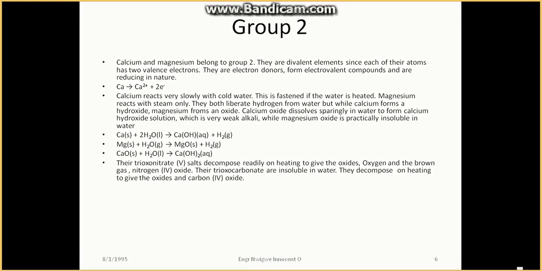The trioxocarbonates are insoluble in water. They decompose on heating to give the oxide and carbon (IV) oxide.